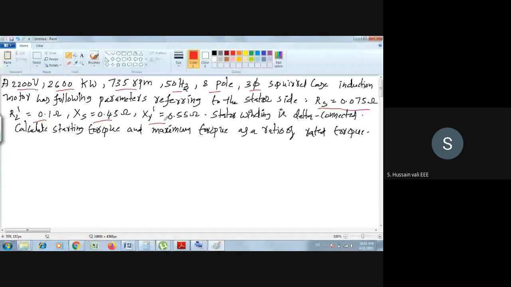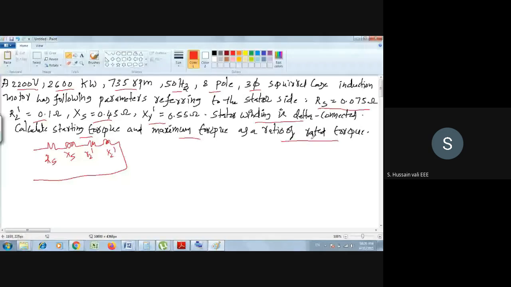So it means the equivalent circuit, this one. These equivalent circuit parameters he has given: Rs, Xs, R2 dash, X2 dash. These values he has given in the problem. Stator winding is delta connected. Calculate the starting torque and maximum torque as a ratio of rated torque. So you have to calculate the starting torque and maximum torque as a ratio of rated torque.